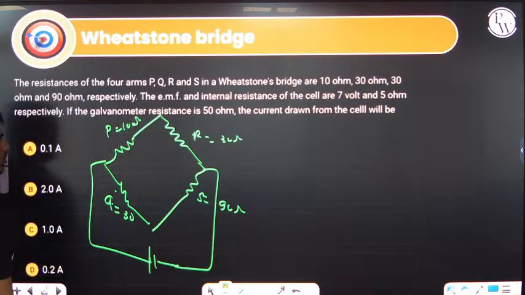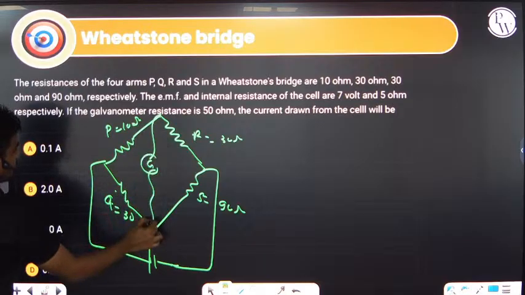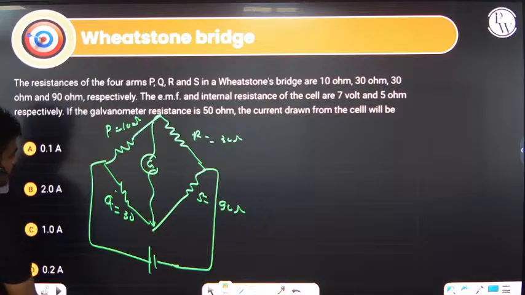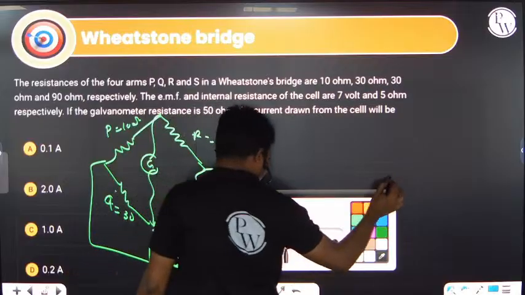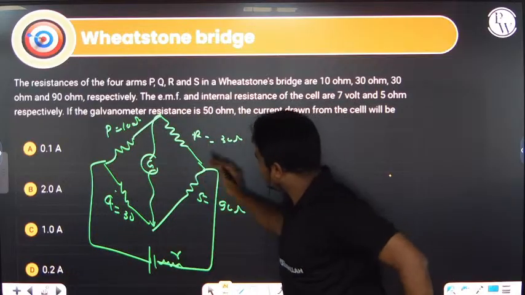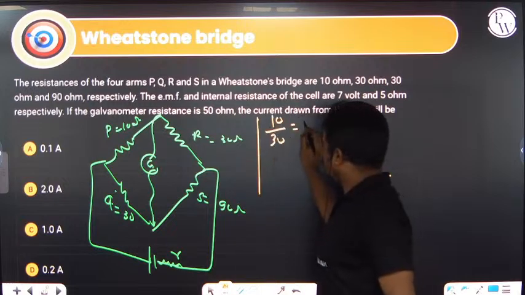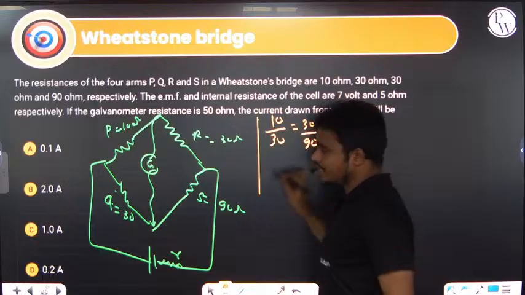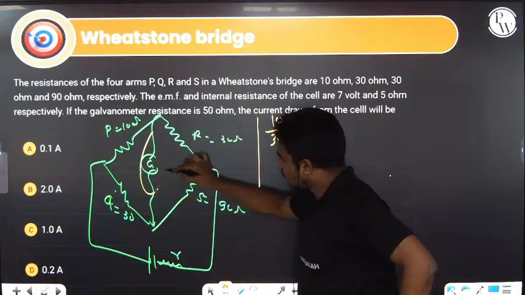The EMF and the internal resistance of the cell are 7 volt and 5 ohm respectively. The galvanometer is having resistance of 50 ohm. The current drawn from the cell should be given by, they have given the internal resistance as well. So in this case, let's check whether this condition is satisfied. This by this should be equal to that by that. Let's check this. 10 by 30 should be equal to 30 by 90. Yes, we are getting. So this condition is satisfied, which means no current flows through this galvanometer.